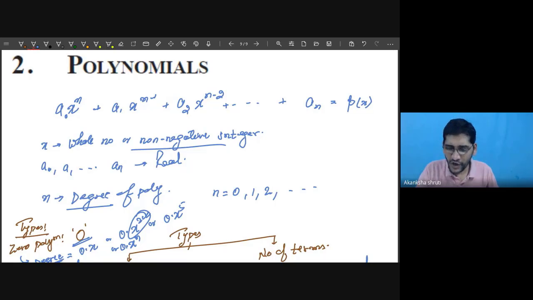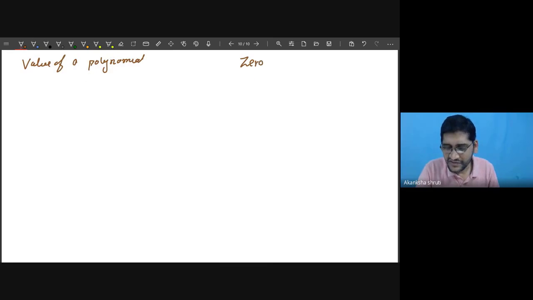Now related to this polynomial, there are various other things. So let us summarize it quickly. So student, for this polynomial, we shall keep a few things in mind. One is called the value of a polynomial and the other is the zero of a polynomial. So write, students, value of a polynomial, and the next one is called zero or zeros of a polynomial.